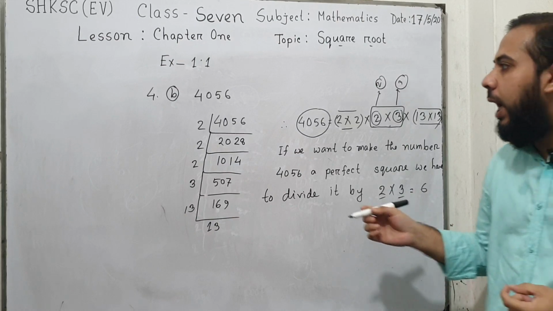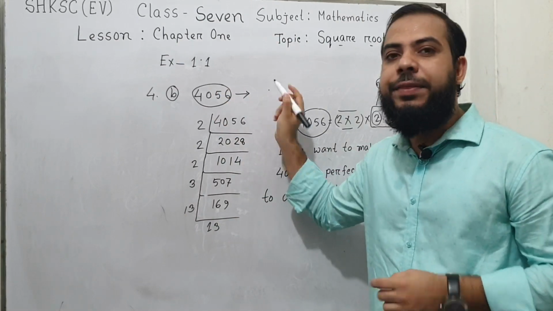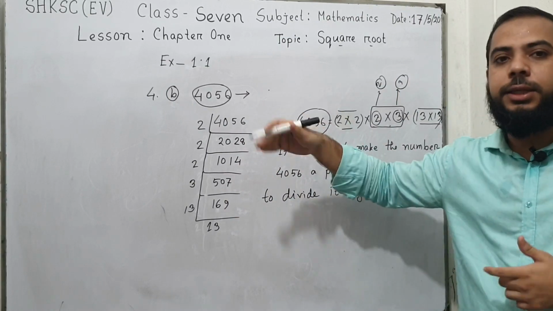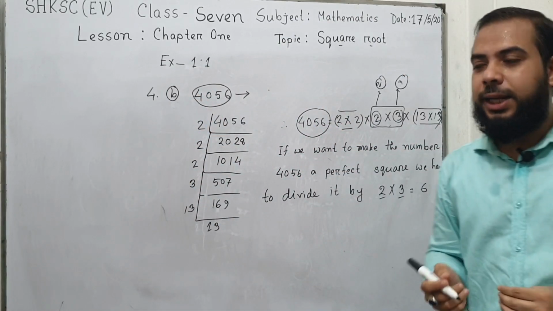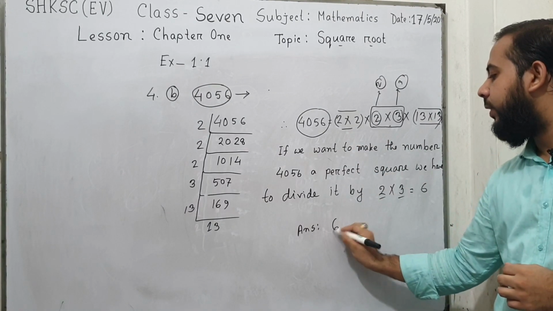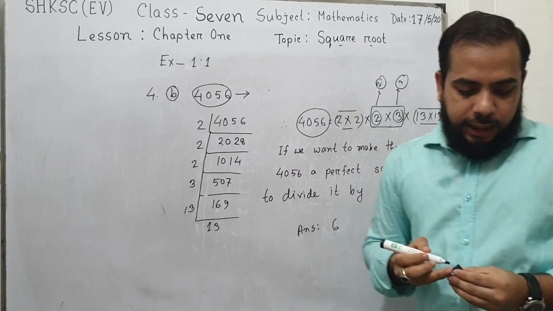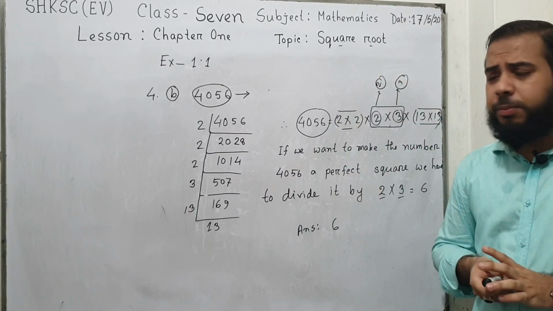You can check how. At first you divide this number by 6 and then you try to see whether that is a perfect square or not. Like this you can also check your answer. So the answer is, the least number is 6. So I think you understand these problems.